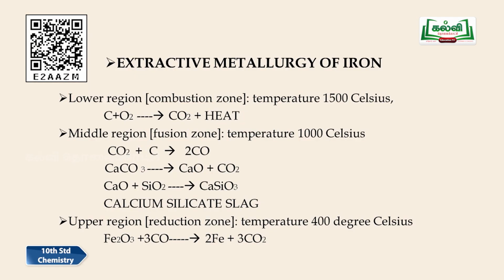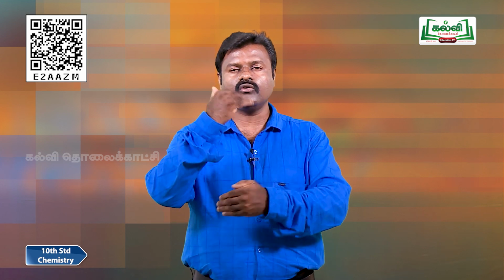So, carbon, that means coke mixed with the ore, is converted into carbon dioxide at the bottom, in the combustion zone. Then in the middle zone, that means in the fusion zone, the temperature is 1000 degrees Celsius. That carbon dioxide combines with carbon, coke, and is converted into carbon monoxide. Then already we added calcium carbonate, right. That calcium carbonate is decomposed into calcium oxide and carbon dioxide. This calcium oxide again combines with SiO2, that means silica, and calcium silicate CaSiO3 is removed as slag. Now you have carbon dioxide, right. This carbon dioxide is again converted into carbon monoxide, right.